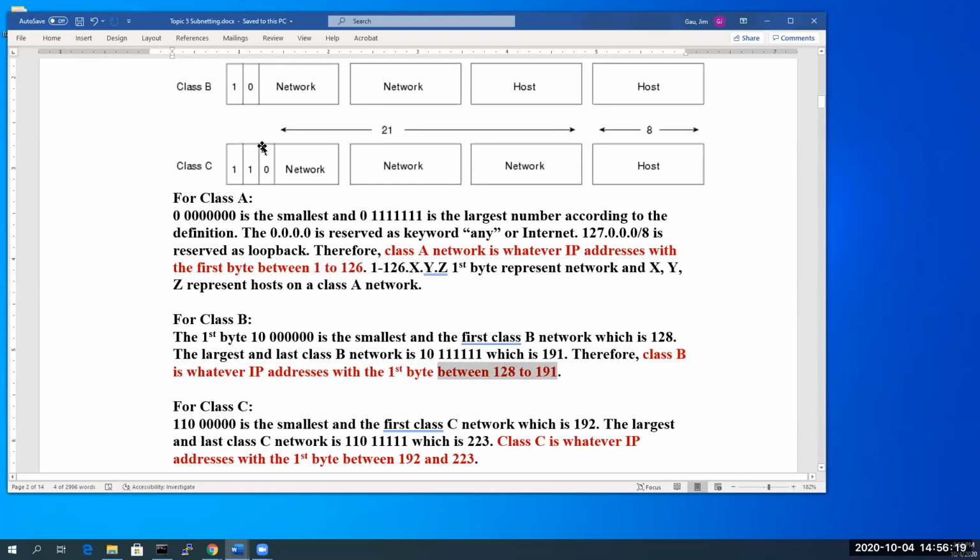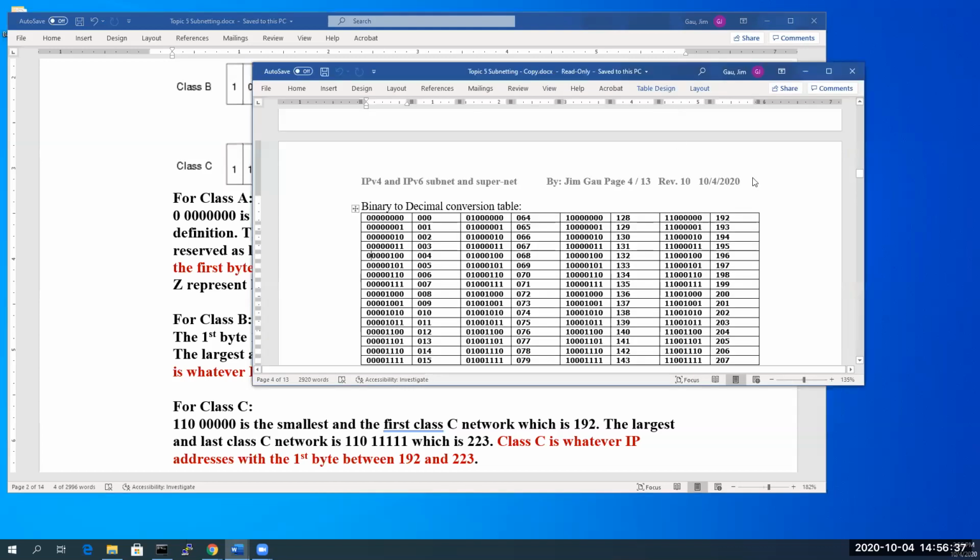And then let's move on to class C. Once we use up the 1, 0 and all the zeros here, we have to put the 1 in here. That's the last resort. So 1, 1, and the next one, same definition. If the third bit is 0, then it's class C. So third bit is 0. Let's take a look at it.